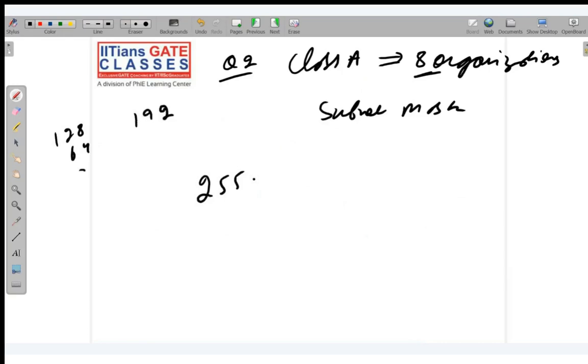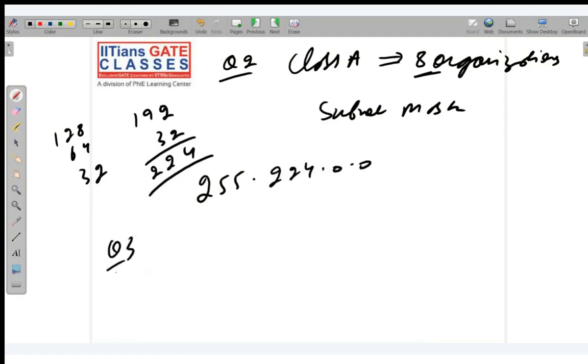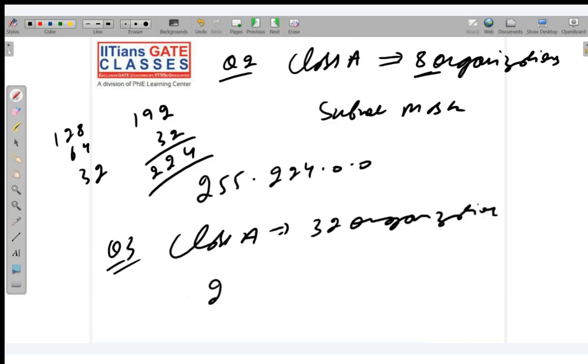128.60.192. Then plus 32, you have to do 32. So it will be 224.0.0. Okay. Next question: let us say a class A block is distributed among, say, 32 organizations. So what will be the subnet mask?